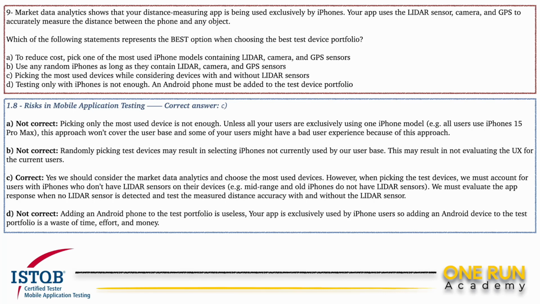Finally, option D suggests that testing only with iPhones is not enough and that an Android phone must be added to the test device portfolio. I feel this is unnecessary because market data shows that the app is exclusively used by iPhones. Adding an Android device to the test portfolio would be a waste of time, effort, and money, as it wouldn't be relevant to the user base. Therefore, option D is not the correct approach.